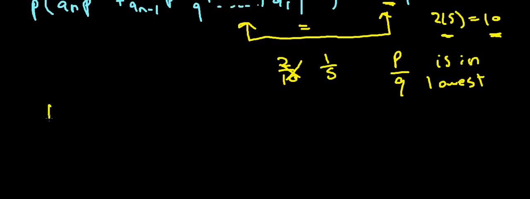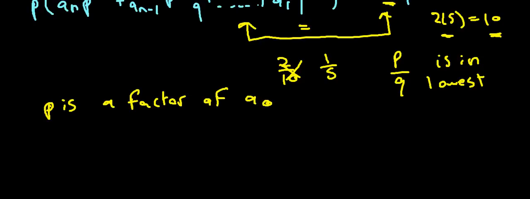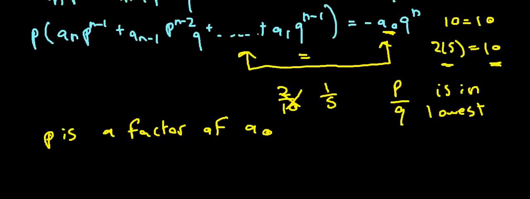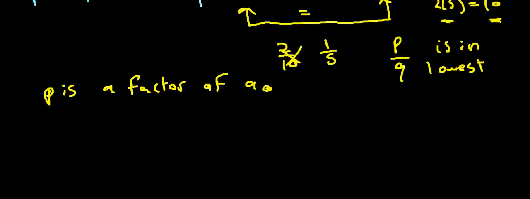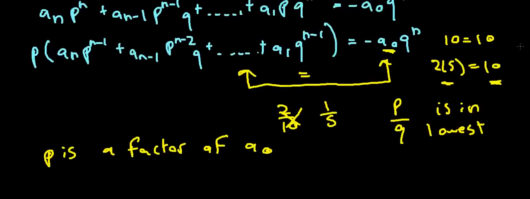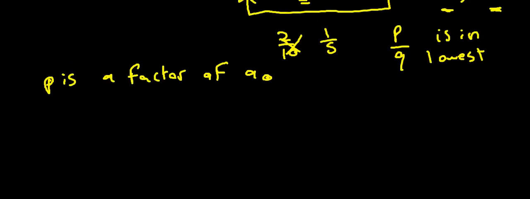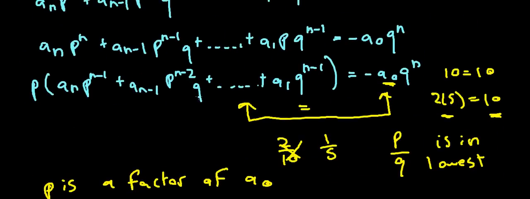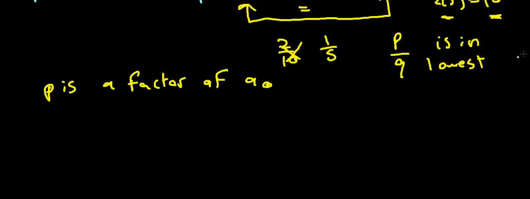So we can write that P is a factor of A0. We don't know what that factor is. We just know that it is a factor. We don't have an explicit value for it, but we know that it must be a factor of A0. It has to be. By definition, that's what this whole thing means. So now that we've figured that out, that P is a factor of A0, that's what this is saying mathematically. So let's move on to the next part.